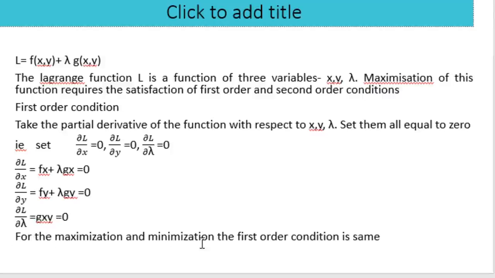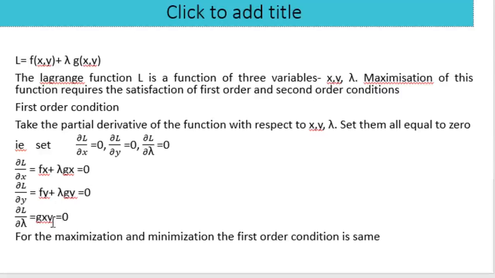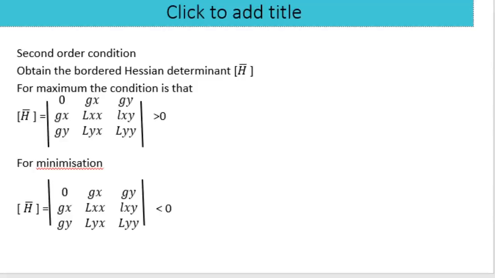For maximization and minimization, the first order condition is the same. That is, take the differential of this function with respect to the variable. The second order condition is to obtain the bordered Hessian determinant. That is, we need to create the matrix from the above equations. These are the 3 equations. Here we have the constraint, termed g_x and g_y. These are the constraint, and in addition to that we need some other variable here. The bordered Hessian matrix is termed as 0, g_x, g_y. Here also g_x and g_y.